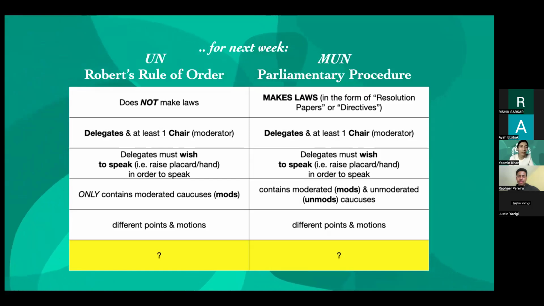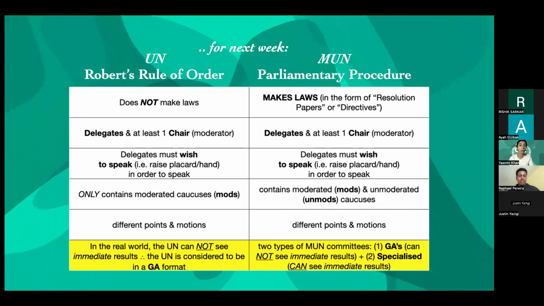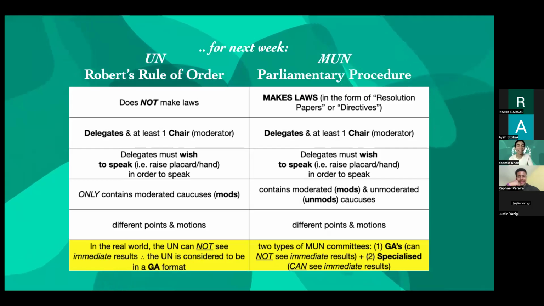So I can't really see the slide, but I see bits of it. But I think what this is saying is that for next week, we're going to be getting into the yellow box here that has the question mark in there. And that's just going to elaborate more on some other differences between parliamentary procedure and Robert's Rules of Order. And Rishik kind of spoiled that a little bit, right? That's okay. I love it. I'm all for it.